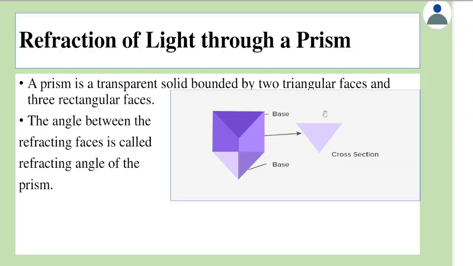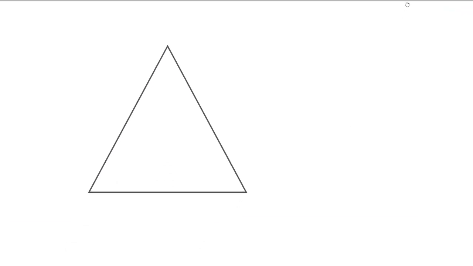We'll redraw our triangular cross section. As seen here, we have a triangular cross section. Let's call this point P, and this point Q, and this point R. So we've taken three points called P, Q, and R. The angle made here is called the angle of prism or refracting angle of prism. Let us call it angle A.